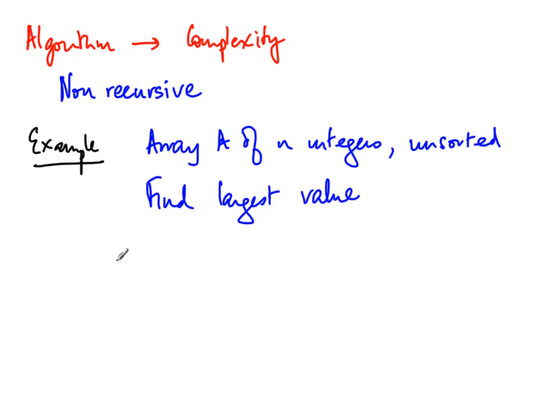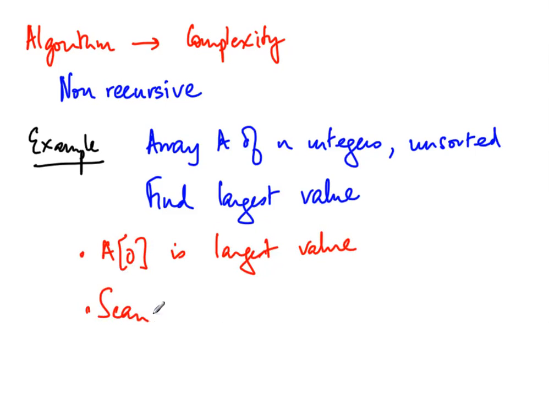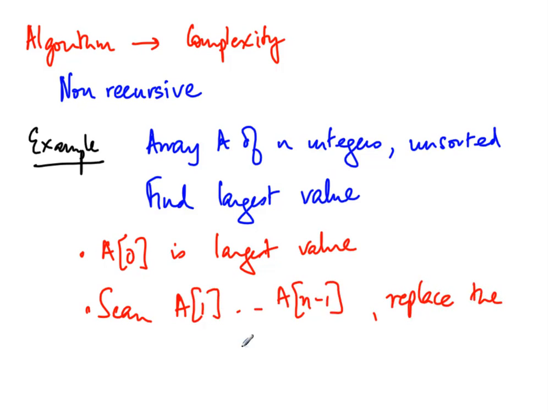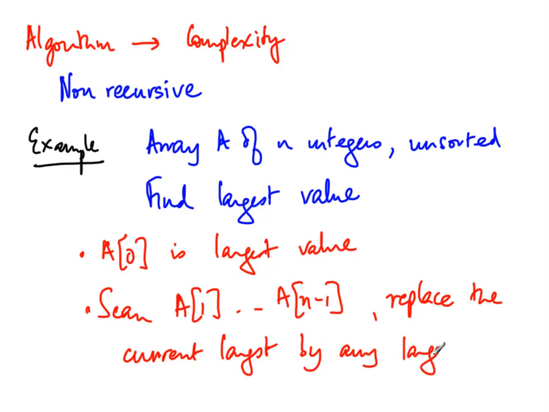Okay, so what we do is we assume that A0 is the largest value, and then you scan the remaining. So you scan A1 to An minus 1, and you replace the current value by any larger value that we see. So we start with an assumption that A0 is the largest, and then we go through from the beginning to end, and anytime we see a larger value than the one we have currently recorded as our maximum, we replace it. So let's first look at a formal statement of this algorithm.